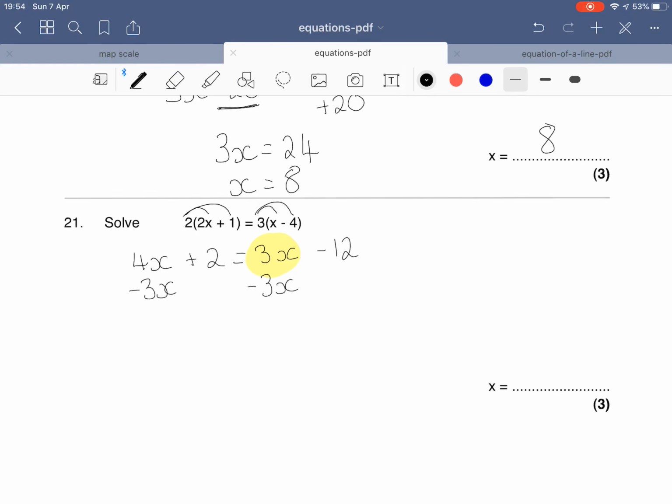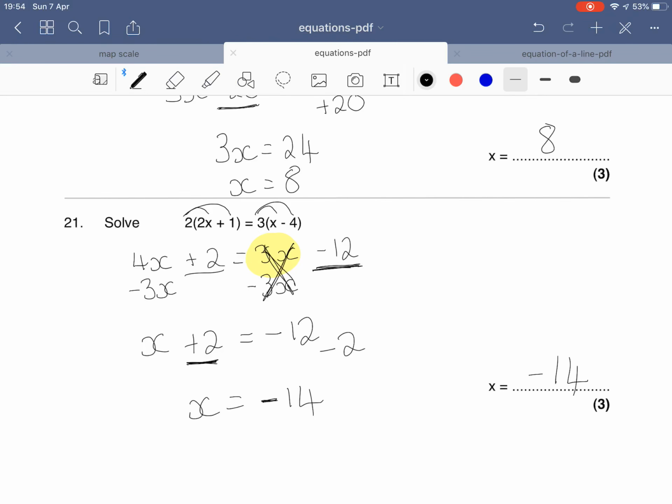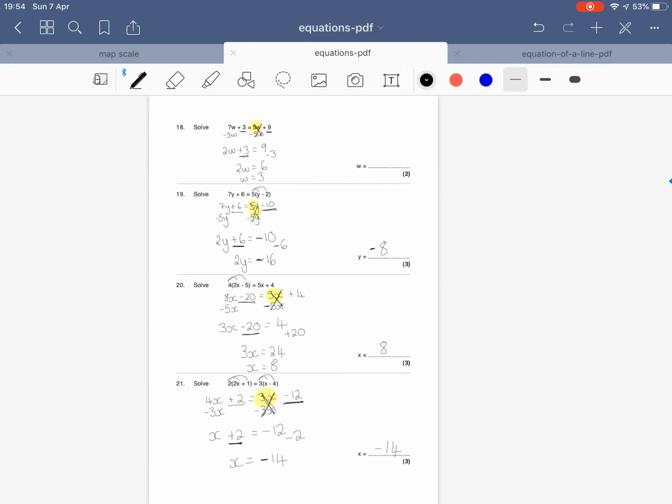So 4x subtract 3x leaves me with x, so I've just got x, 1x. We don't normally write the 1. Plus the 2 stays the same. They cancel each other out, and that leaves me with minus 12. Don't forget that minus, it belongs to the 12, not the 3. We've got rid of that one. So I've got something plus 2 is minus 12. So I want to get rid of that 2 by subtracting it. So minus 12 minus another 2 gives me minus 14. So x is minus 14. Oh, I think that's it.